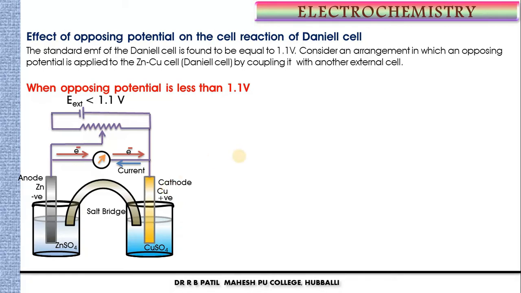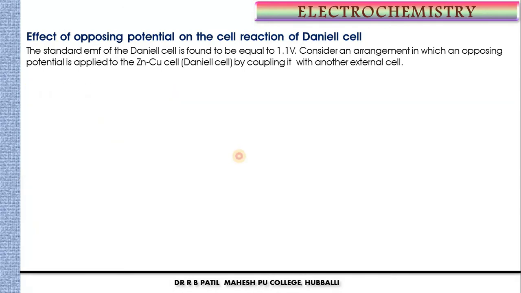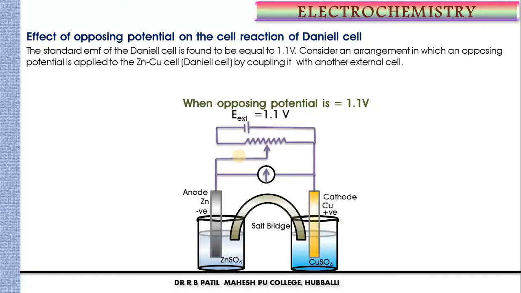In the second case, when applied opposing potential is equal to 1.1 volt, under that condition what happens? In this case the voltage produced from the Daniell cell is 1.1 volt, and the external voltage that we applied is also 1.1 volt. Under that condition the cell stops functioning. There will not be any current in the cell and there will not be any chemical reaction in the cell.